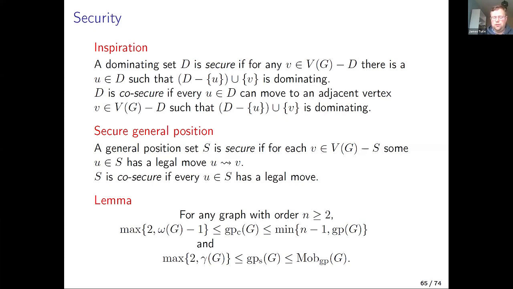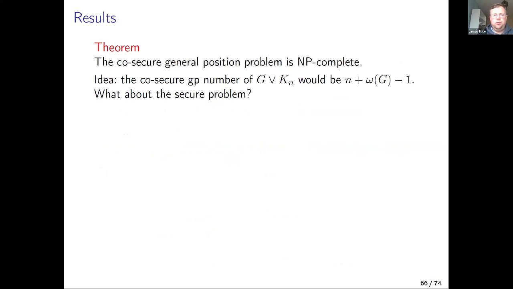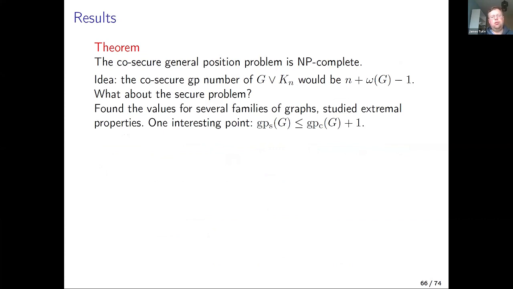In particular, if we have a graph with mobile general position number less than the domination number, we can't have a secure general position set. There's no guarantee that such a set exists, unlike the domination version. Now, we do know that the co-secure problem is NP complete, and you can show that if you take any graph and take the join with a K_n, then the co-secure number would be n plus the clique number minus 1. So we can reduce it to the clique problem. But we still, in fact, don't know the complexity of the secure general position number. One interesting inequality is that the secure general position number is bounded above by the co-secure number plus 1, which is slightly unexpected.